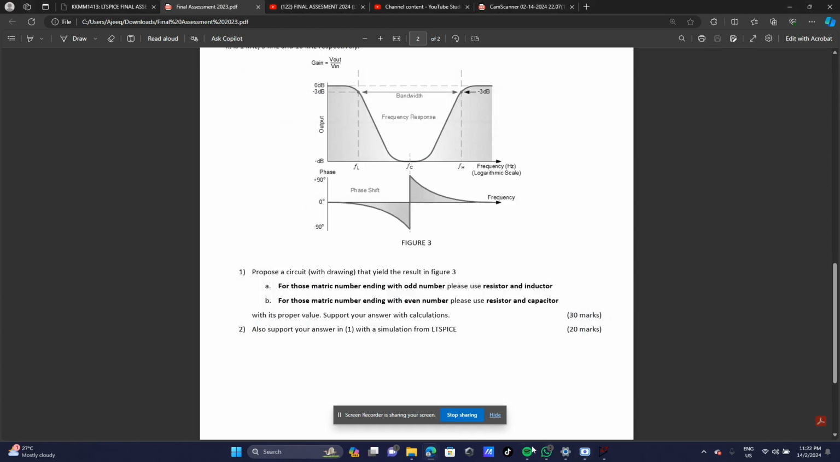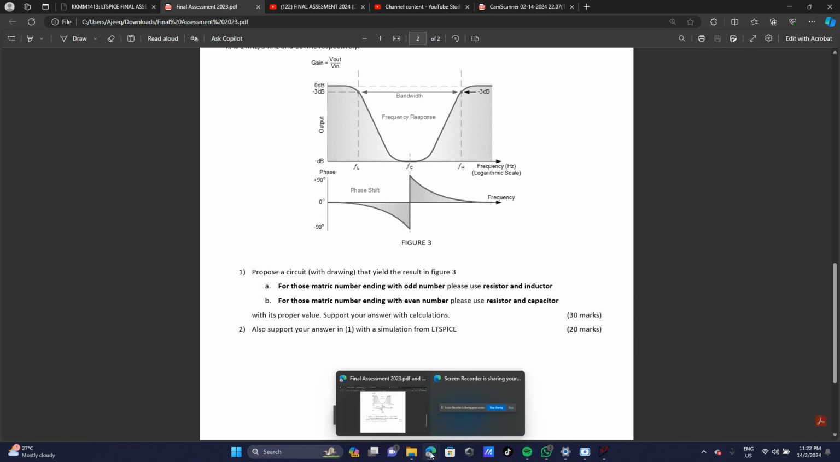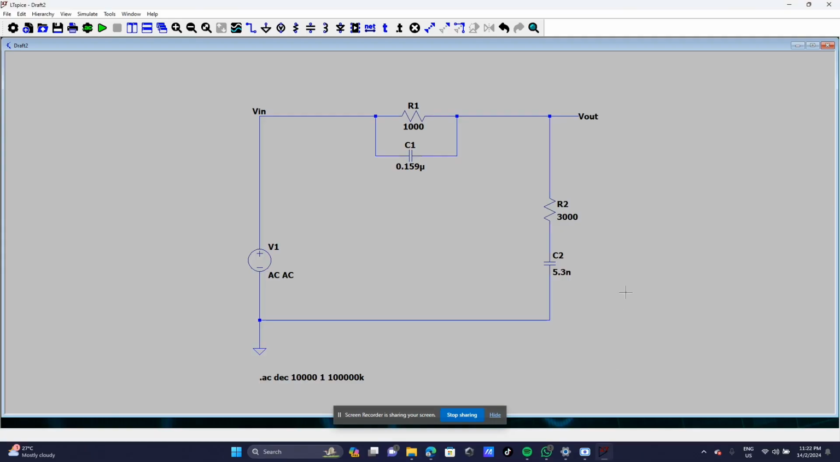So, I apologize for the inconvenience. I'm going to continue with my LTspice presentation. So this is the circuit. I have already pre-made it because it is hard to make on my own.